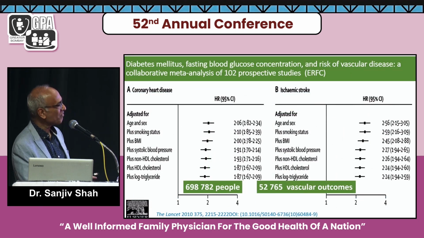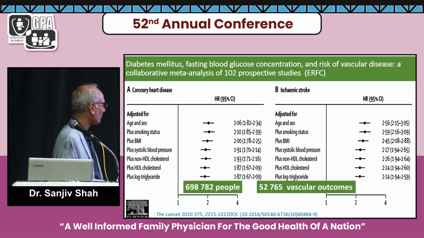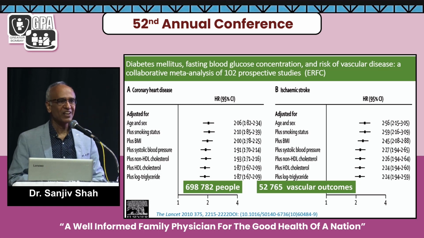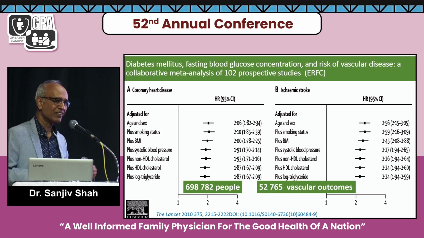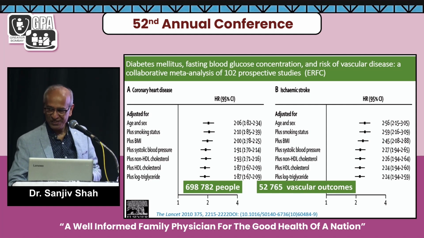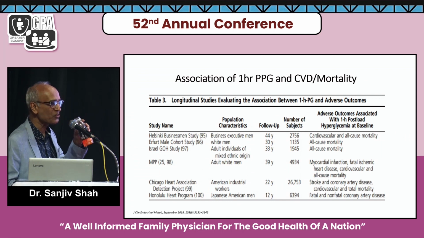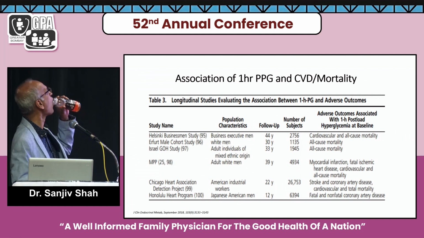So I will tell you the fasting blood sugar. This is 7 lakhs people, 52,000. This is some old Lancet paper. They connected fasting blood glucose and risk of vascular disease, 102 studies. So there is a relationship with fasting blood glucose, relationship with HbA1c. But I will show you something different. Try to read this. I'll explain this.